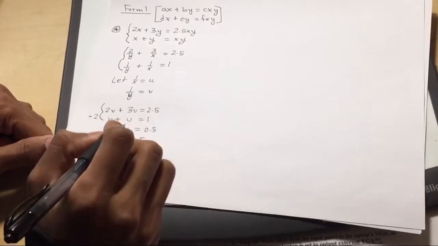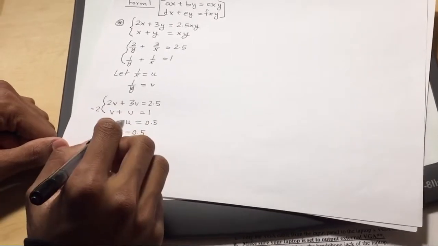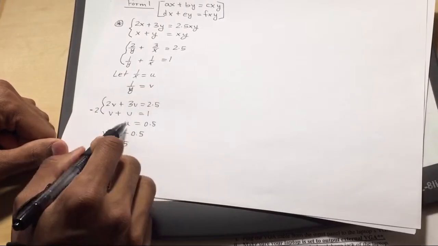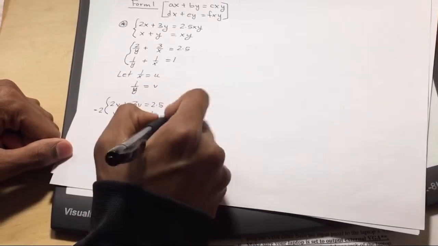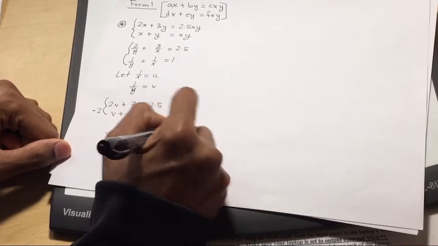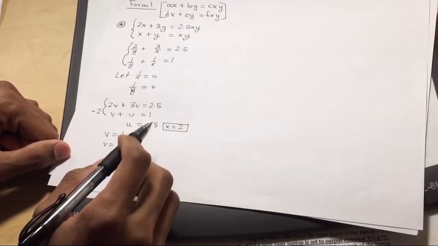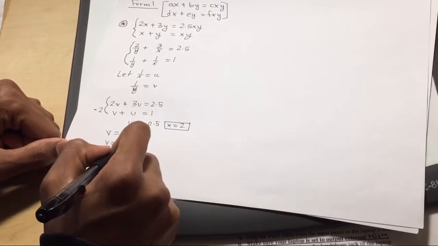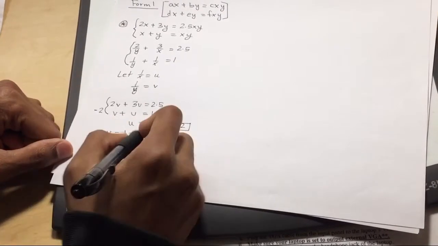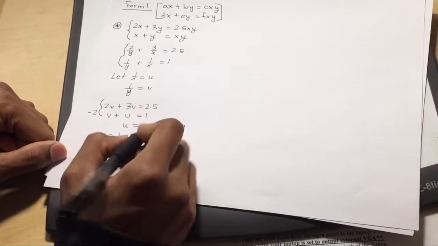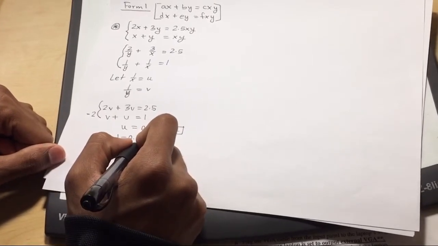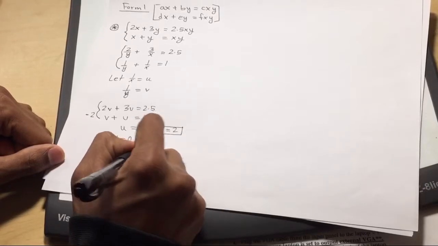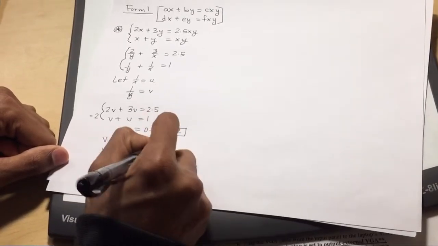v is also 0.5. So u was 1 over x, right? 1 over x equals u, so u is 0.5. So x will be 2, because u was 1 over x. And v was 1 over y, so 1 over y equals 0.5. When we cross multiply, what we get is 2. We get y equals 2.